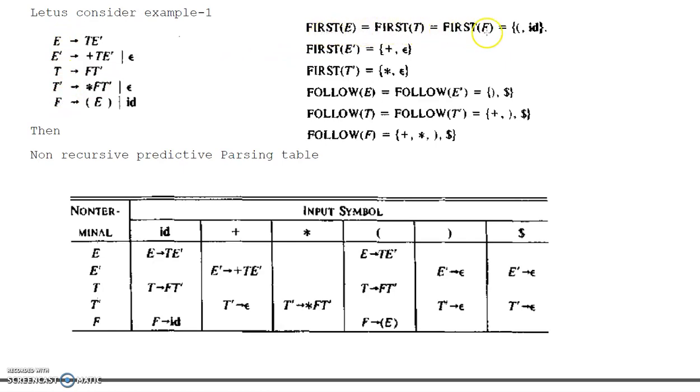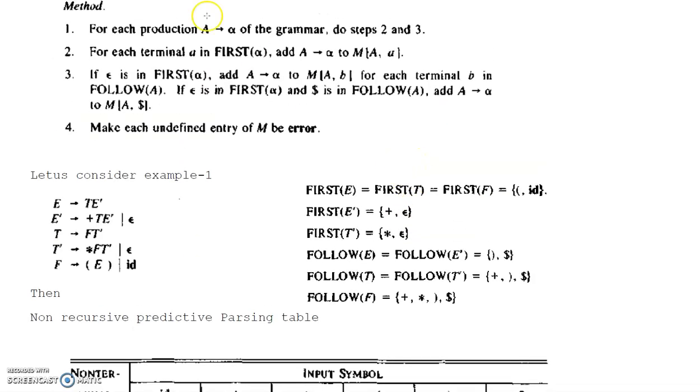First of E, T, F is open parenthesis and ID. First of E dash is plus comma epsilon, as per the second production. First of T dash is star comma epsilon. So now we have found the first and then the follow also: follow of E, follow of T, follow of F, and the follow of E dash and follow of T dash, both are the same. Then comes the construction of the predictive parsing table as per the above rules.